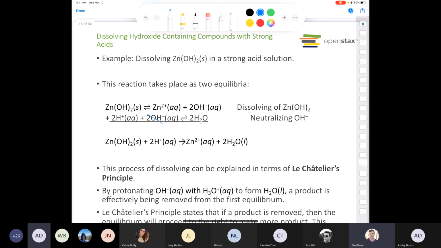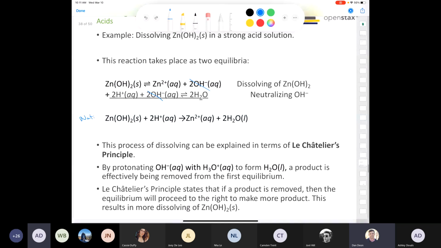If we tally those two up, what do we get? We get those hydroxides canceling, and we see that the net result is this: when you put zinc hydroxide, which again is a stubborn compound, insoluble, in acid, the acid is going to react with the hydroxide, and the net effect is that more of it is going to get dissolved. That's the whole idea behind coupled equilibrium.